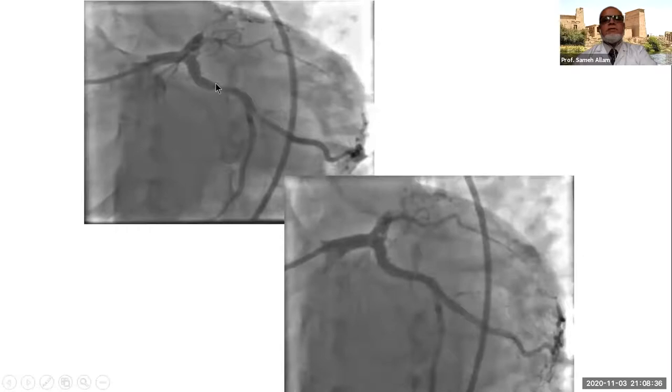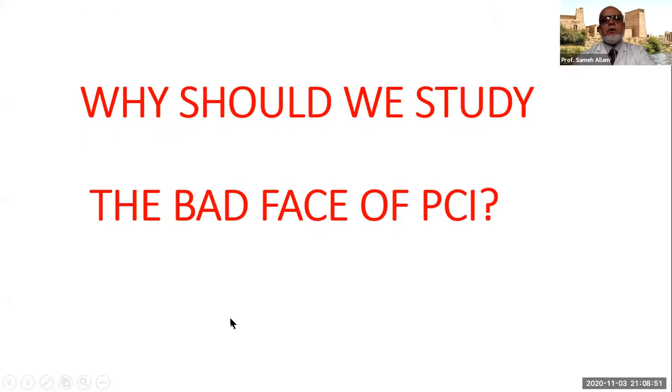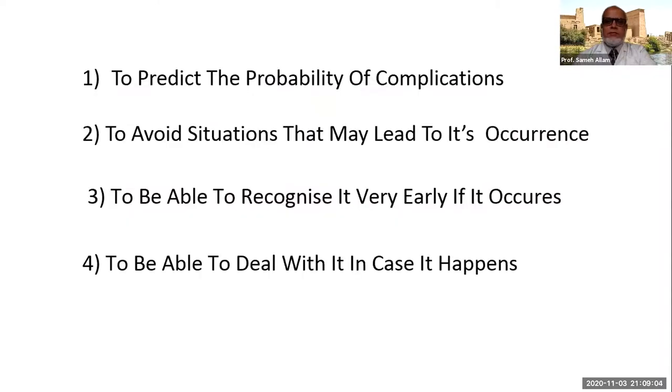This is a circumflex, tight lesion before it gives origin to the obtuse marginal branch. Now it is opened and nicely opened, and you have saved the obtuse marginal branch and the circumflex, and you are saving the myocardium in this area. I'll ask our colleagues now, why should we study the bad face of PCI then? If we have all these good news, why should we study it?